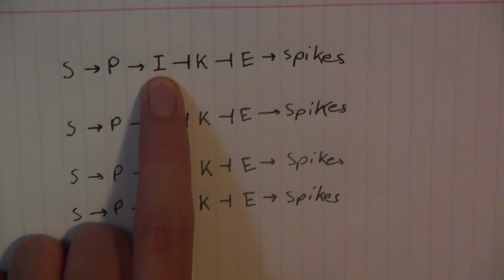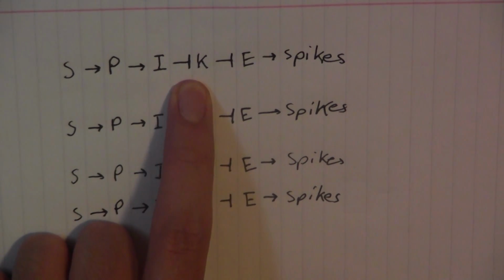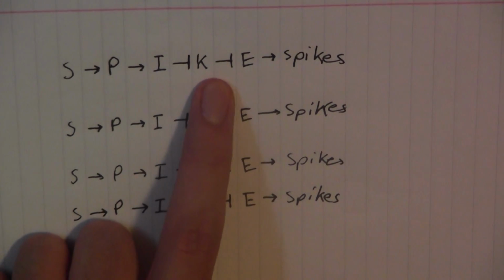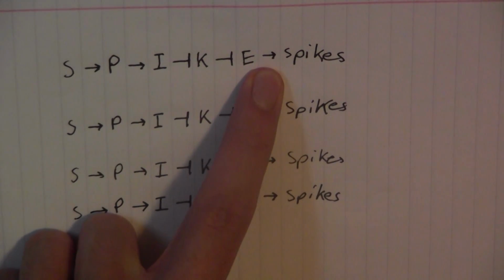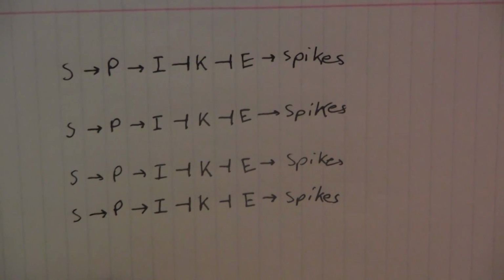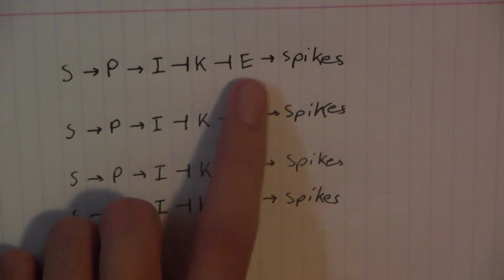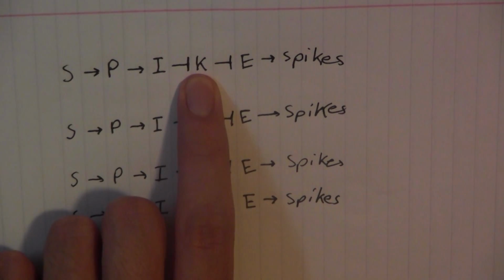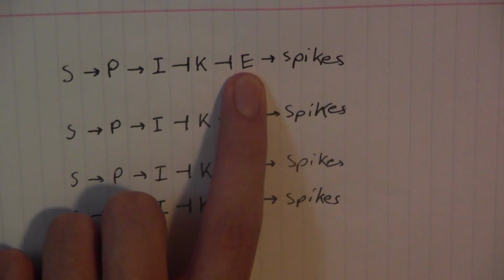Now I represses K, and you can tell that it represses K because of the bar. K represses E, which then creates spikes. E creates spikes. The reason why spikes are formed is because since I represses K, K cannot repress E.